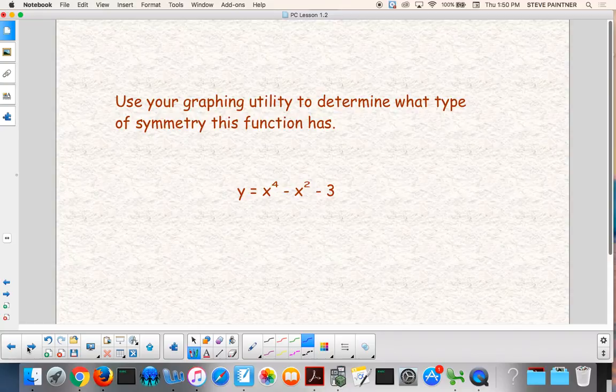Okay. Use your graphing calculator right now. Type this in and tell me what this is symmetrical to: the x, or the y, or the origin. Your calculator will tell you. Once you graph it, you'll see. And then make a sketch. Just sketch it.